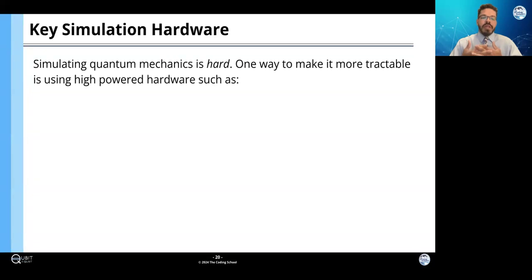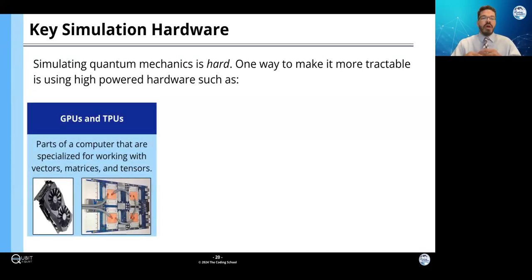So because simulating quantum mechanics is hard, you might want to use high-powered networks to do so. You might want to use some specialty type of hardware. So something that's not just the latest processor that came from Intel, but something designed really to address some of the challenging issues with quantum computing.